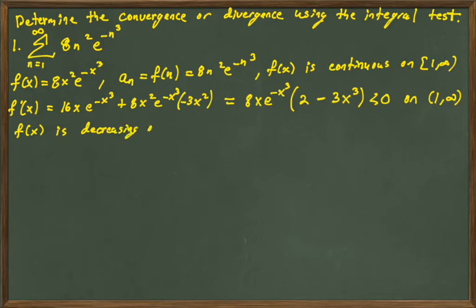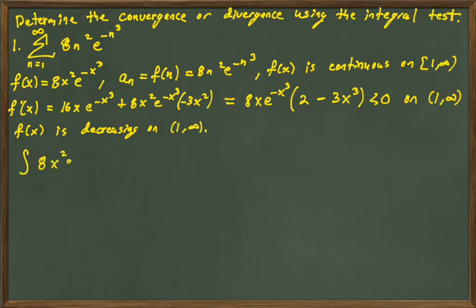Okay, the one thing that we didn't mention is it is in fact positive. 8x squared and e to the negative x cubed are always going to be positive, so it's always positive. The sequence agrees with the function on the positive integers. f of x is positive, continuous and decreasing, so all the conditions of the integral test are met, so we can apply the integral test.